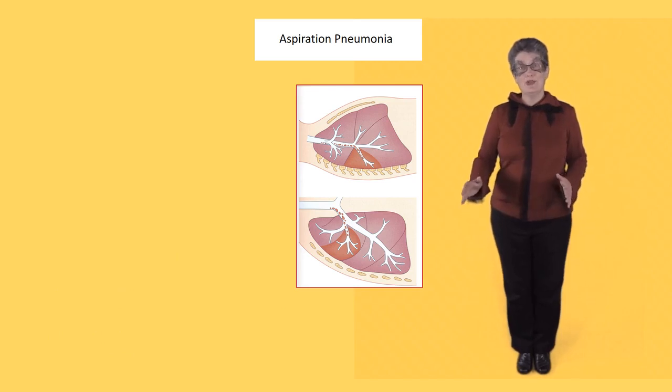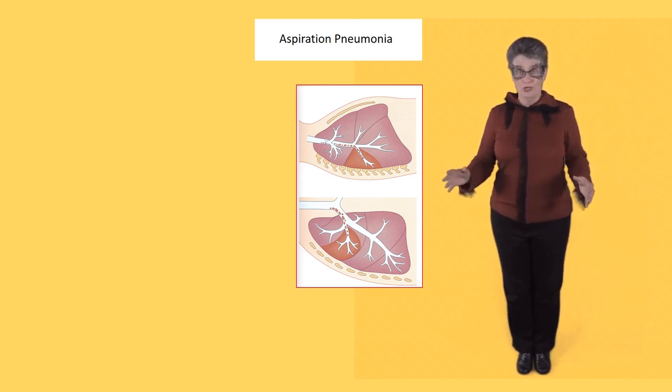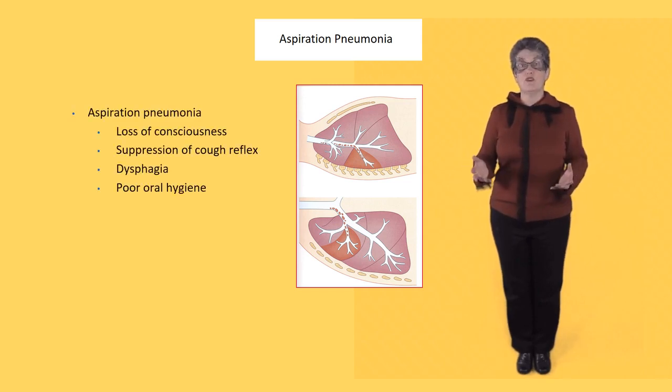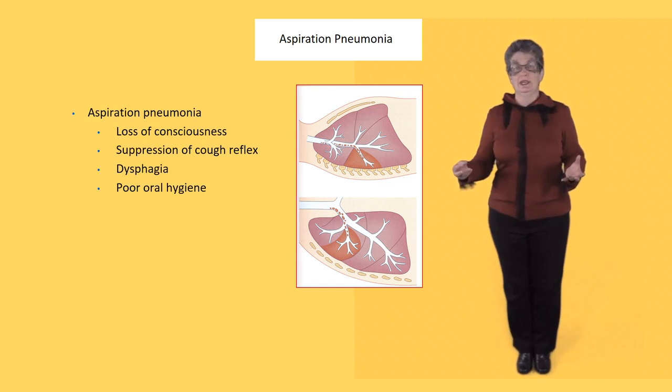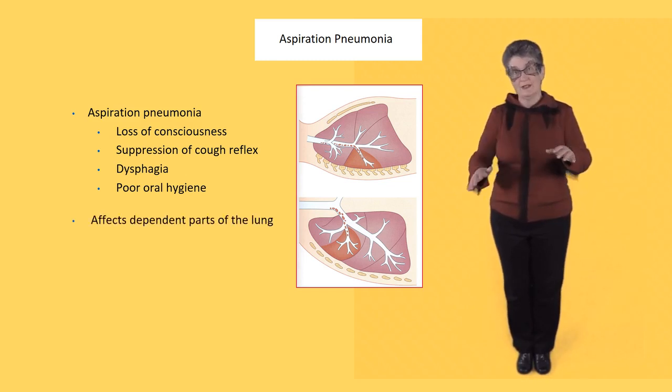A type of pneumonia that we've not talked about yet is aspiration pneumonia. It occurs where the airway is not protected, such as in loss of consciousness or where there's suppression of the cough reflex, where there's difficulty swallowing or poor oral hygiene. It usually affects the dependent parts of the lung, those parts of the lung that are closest to the ground when a person's lying down. That's simply because the aspirated fluid travels downhill and affects that part of the lung.